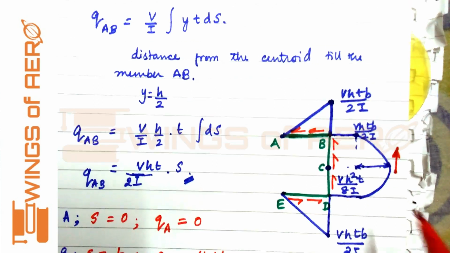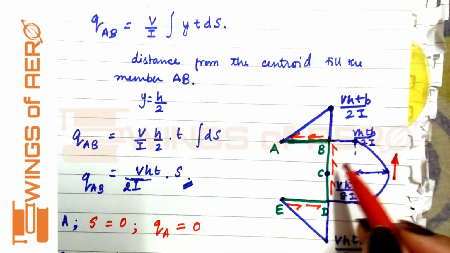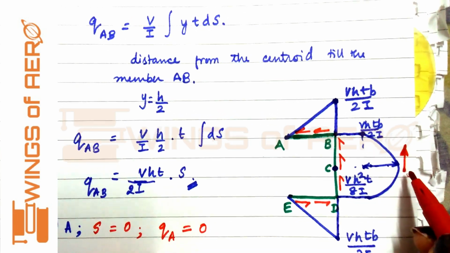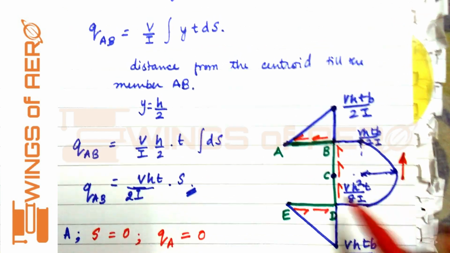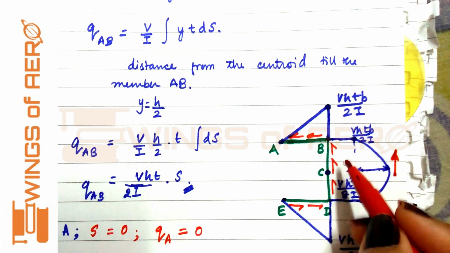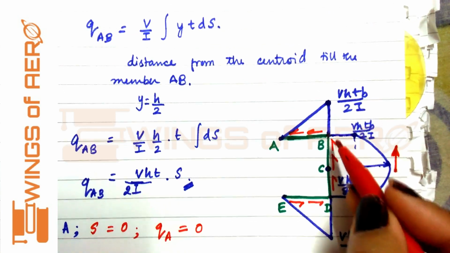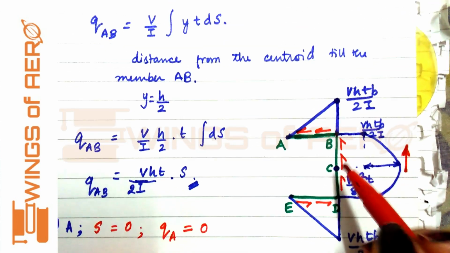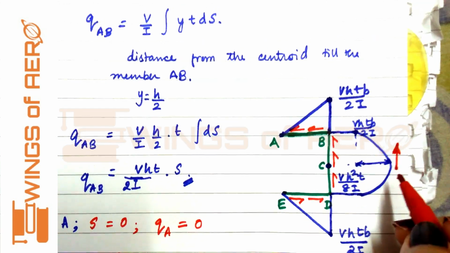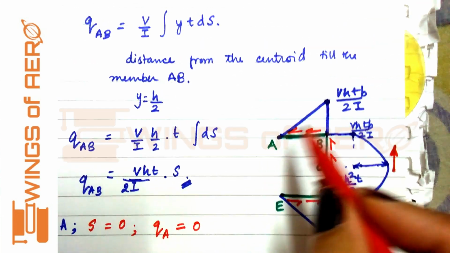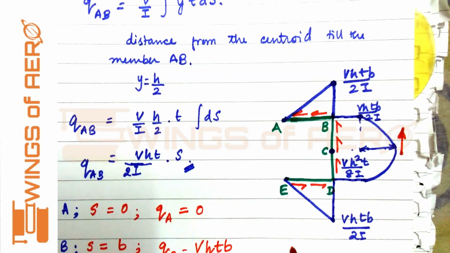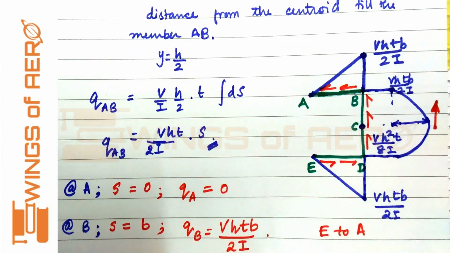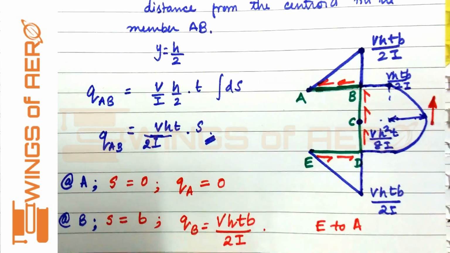Let me repeat again. The direction of the shear flow depends on the location and direction of the shear force. If the shear force is directed vertically upward, the shear will flow in this way. That means on the web, these lines will be parallel, with the same direction and magnitude. If it is vertically downward, then the flow will be from A to E. But in this case, it is flowing from E to A. So till here we have completed the shear flow.